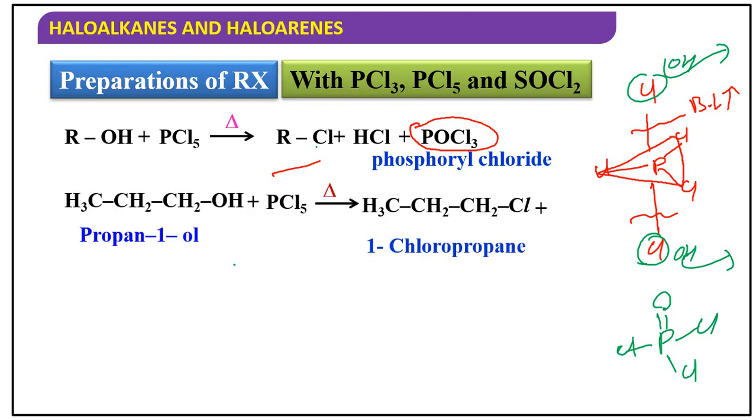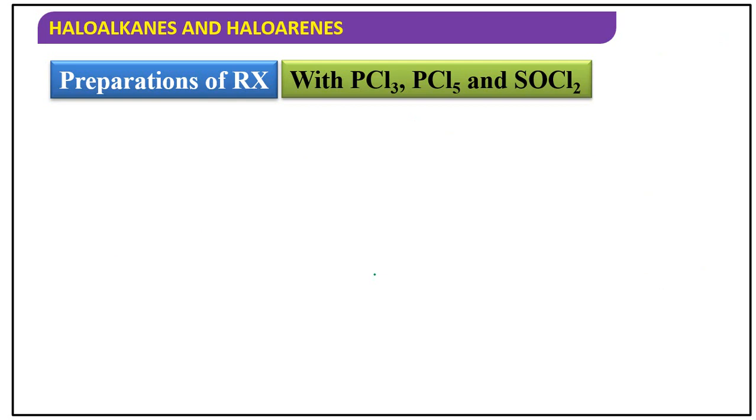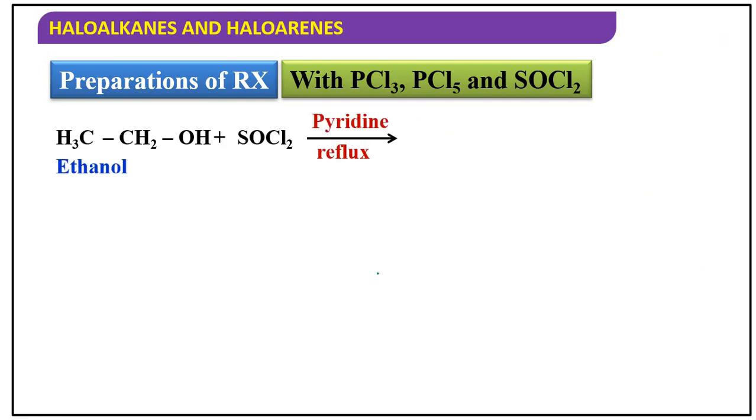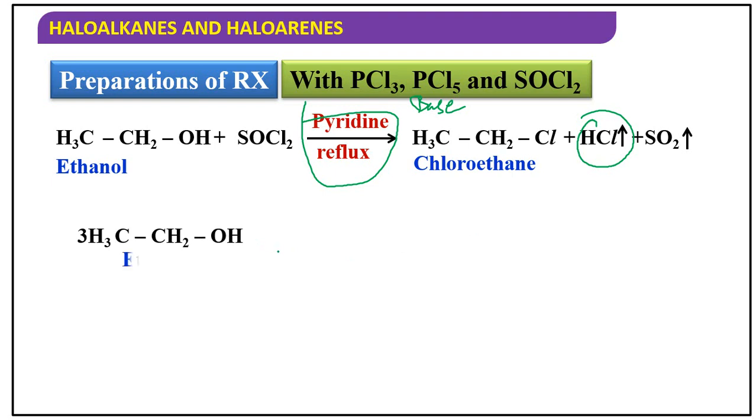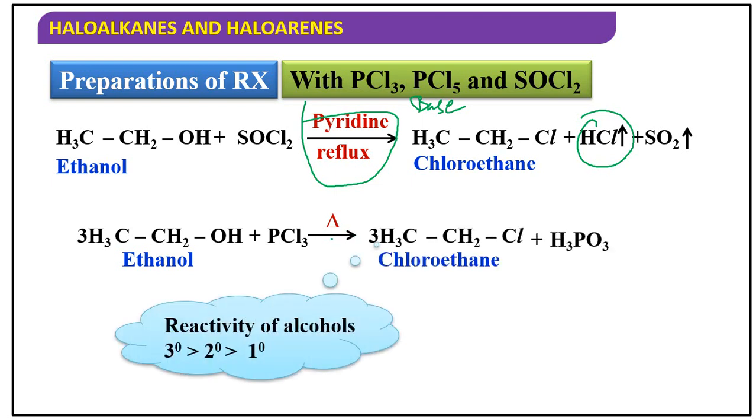See this, what we are taking, propyl alcohol or propan-1-ol, then we are getting 1-chloropropane. Here reflux is there, pyridine in the presence of reflux. Why are we using pyridine? Because pyridine is basic in nature, a base. So here some HCl, acid is there, this acid will get neutralized. Reflux means nothing but heat. Okay, you can see the difference.